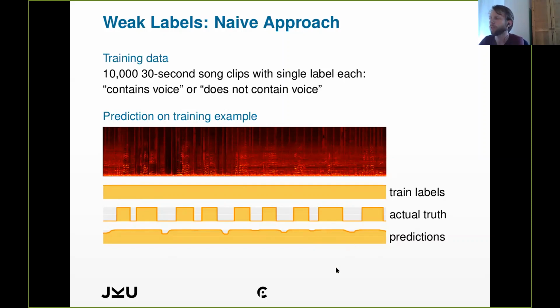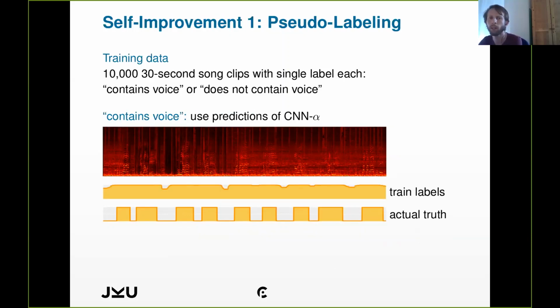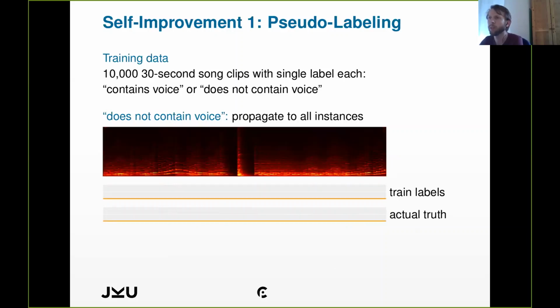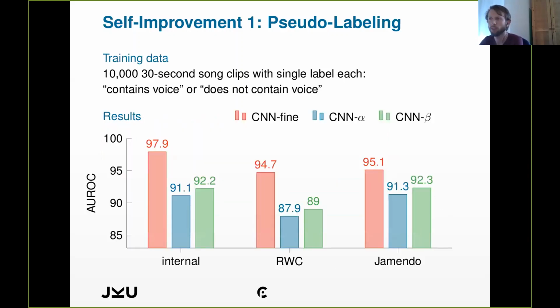So maybe these predictions are actually better. They are closer to the actual ground truth than the training labels I started with. So maybe we can just use these as our new training labels. And this is what I did as the second step. I'm using the predictions of the first network as training labels, but only for the positive clips. For the negative clips, I can still set everything to 0 because I know this is correct. And these are the new results. They are considerably better, still not stellar, but better.